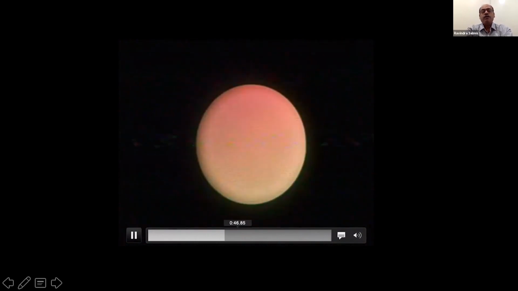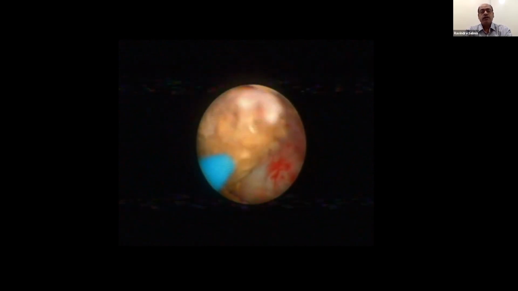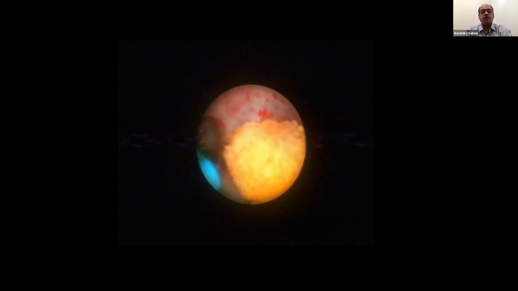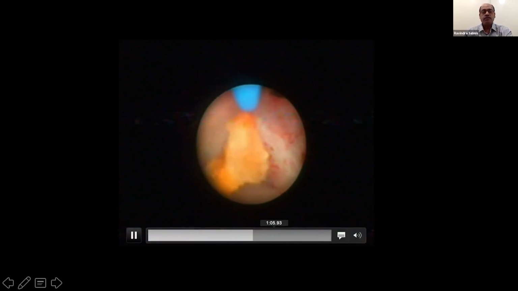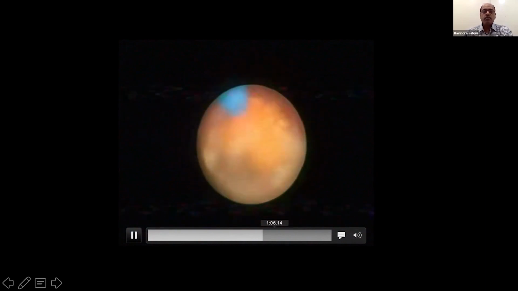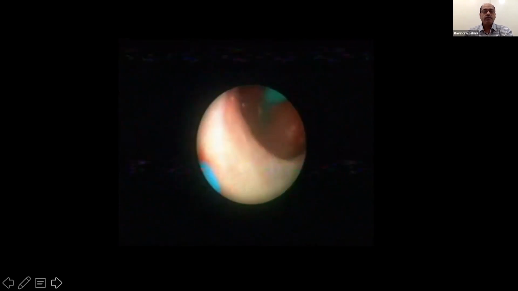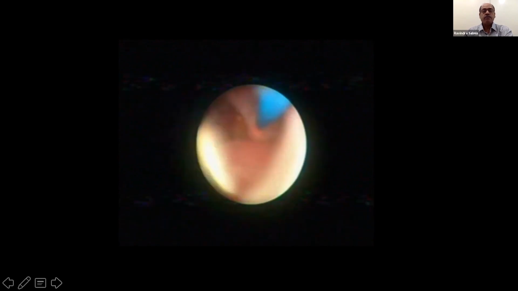And now this is the 8 French mini micro PCNL sheath, which has got an adequate rigidity. Now you can put the telescope, make sure that the stone is properly seen, and the laser is used for disintegration of the stone. You see the dusting protocol, or dusting setting, so that you powder the stone completely, so that there is no problem of fragments coming down or slipping. Once you confirm that everything is out, then the tract can be reduced.